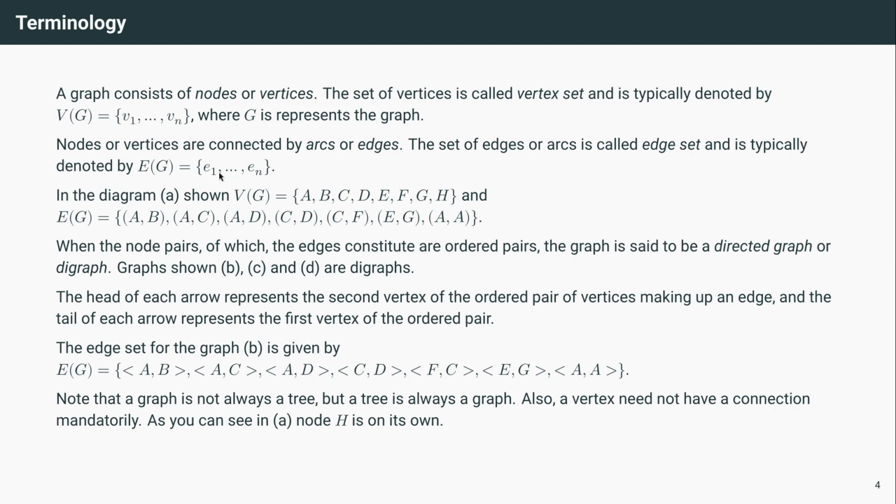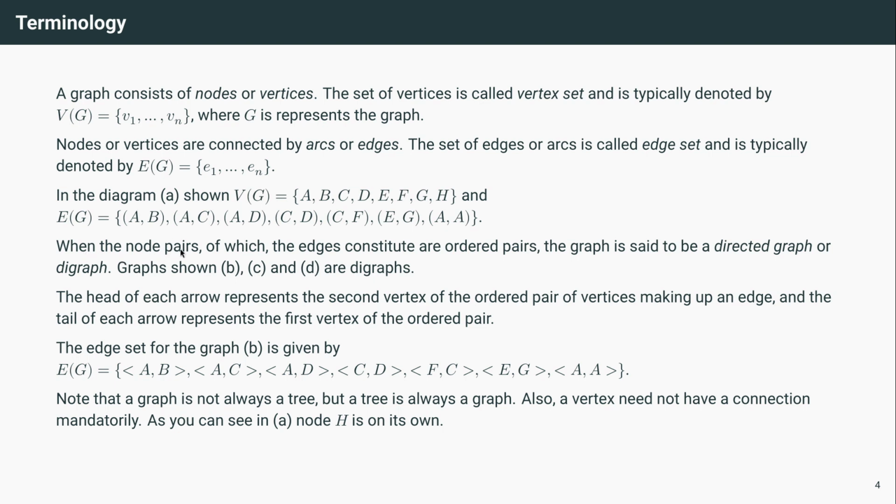So if you look at diagram A, then you will quickly observe that V of G is A, B, C, D, E, F, G, H, and the edge set is A to B, A to C, A to D, C to D, C to F, E to G, and AA. Now AA is the loop on itself. We will come to the loop in the next slide.